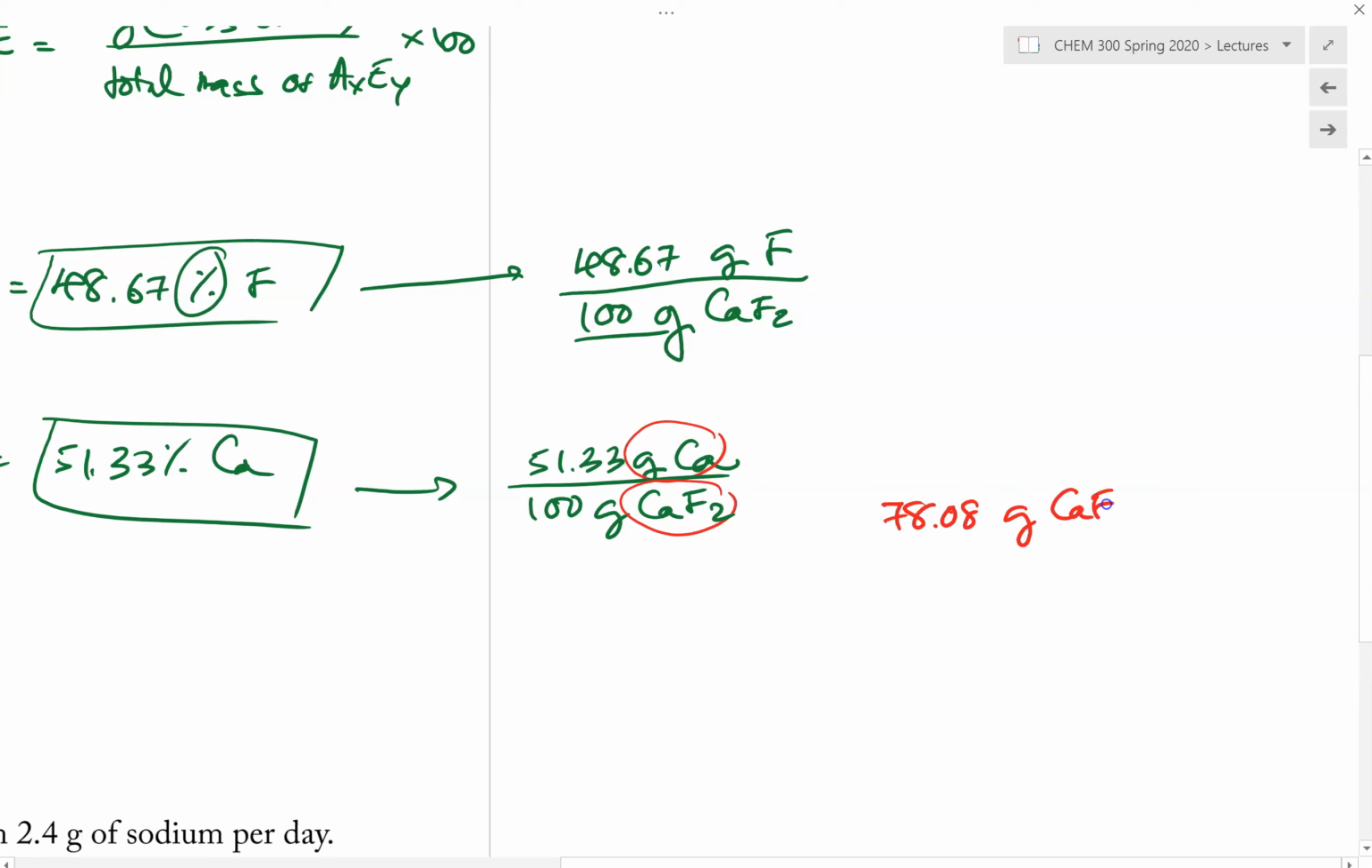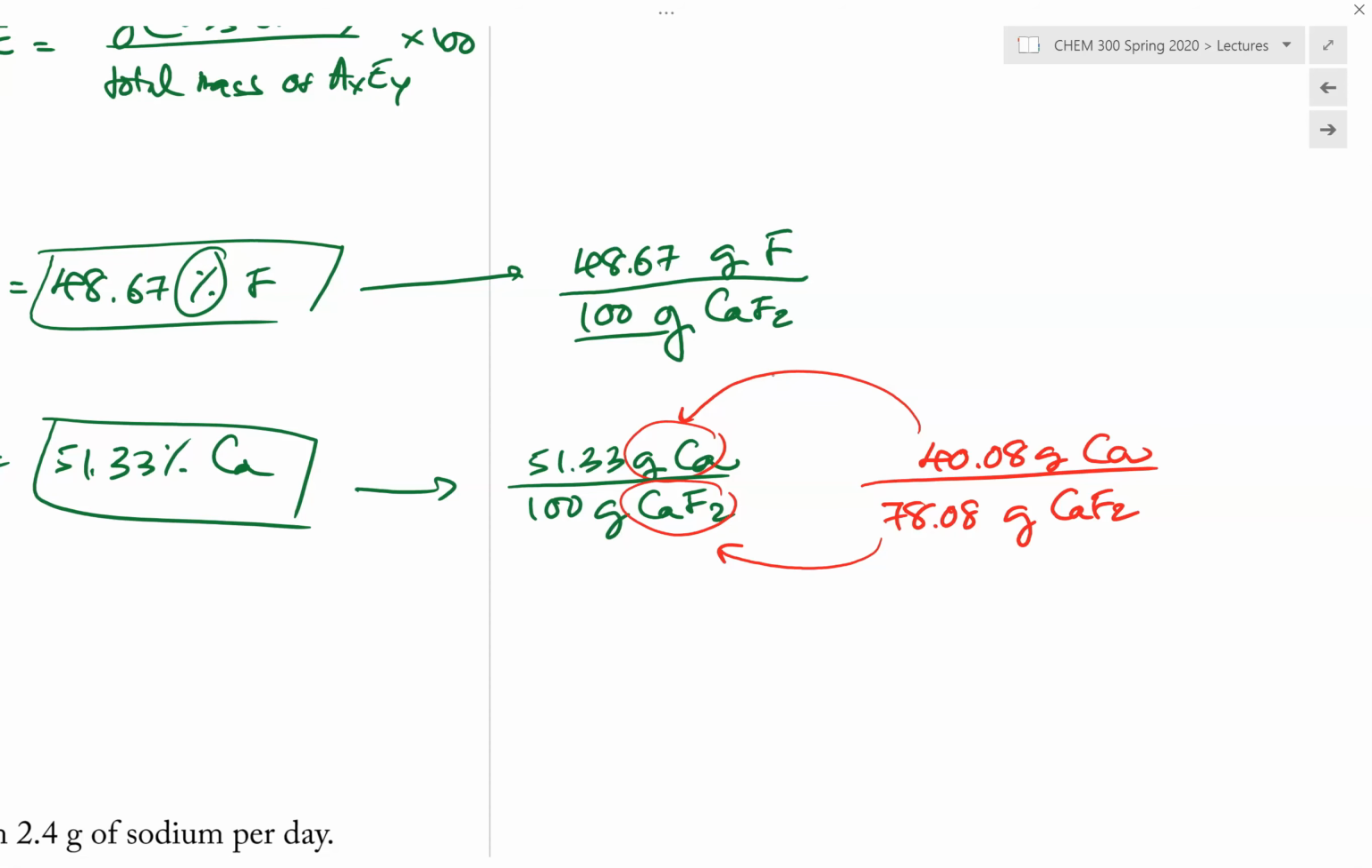78 gram of calcium fluoride. And the molar mass of calcium is then equal to 40.08 gram of calcium. Did you notice how these two conversion factors right here are the same thing? So here in this case, if we were to convert 78.08 into 100 gram, then 40 will then become 51.33. But ratio-wise, they are the same thing.